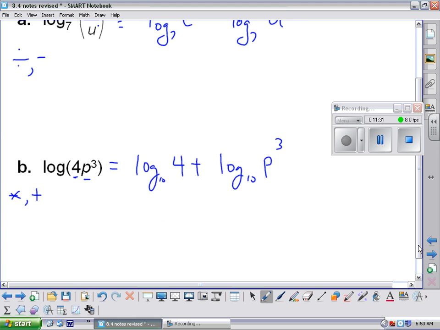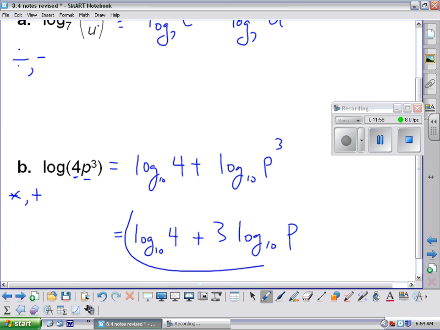That's pretty good. But to get full credit, I would want you to see that p to the third, you got an exponent there. So by the power rule, you can bring that out front. So log base 10 of 4 plus, shoot, I didn't leave enough room for it, 3 log base 10 of p. Okay?